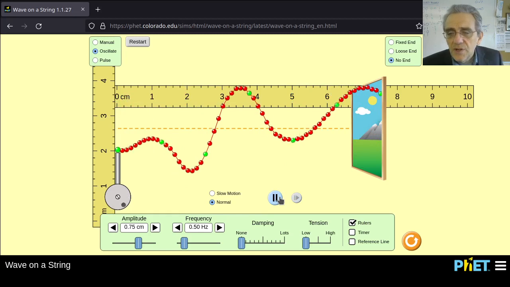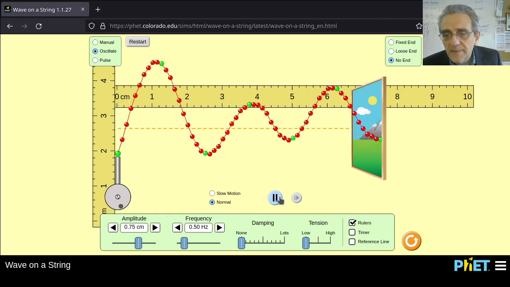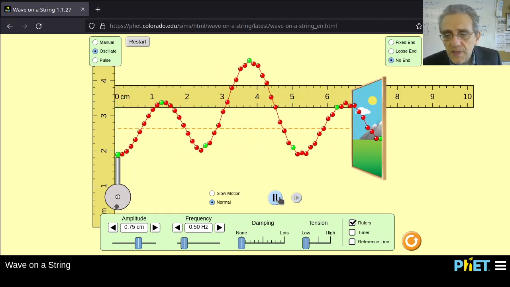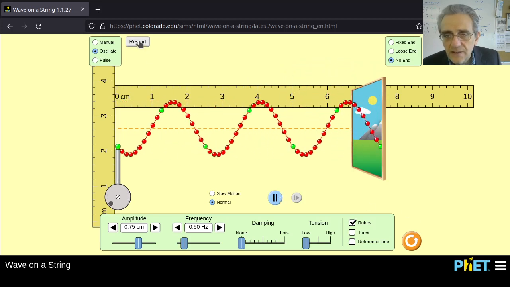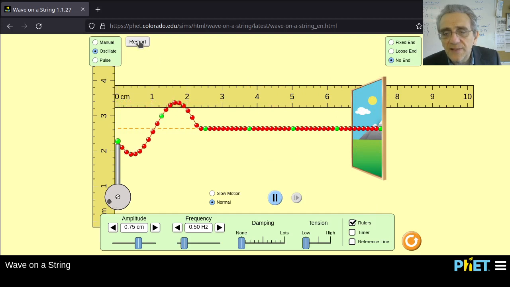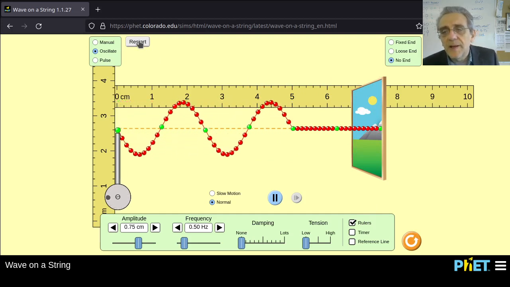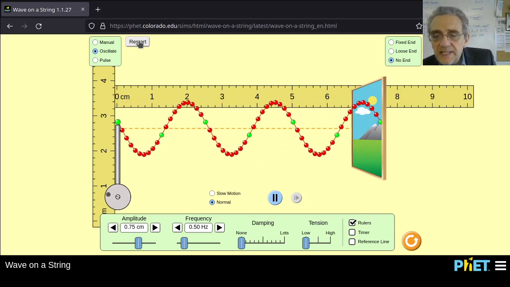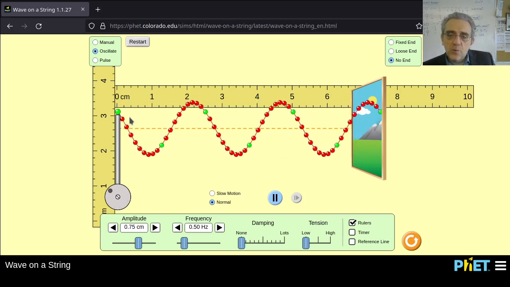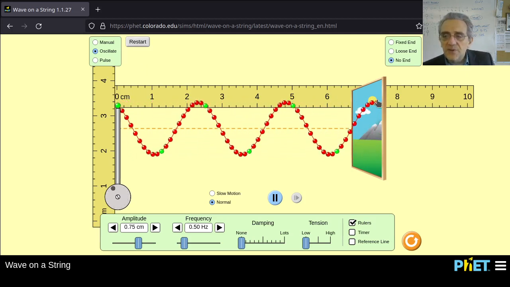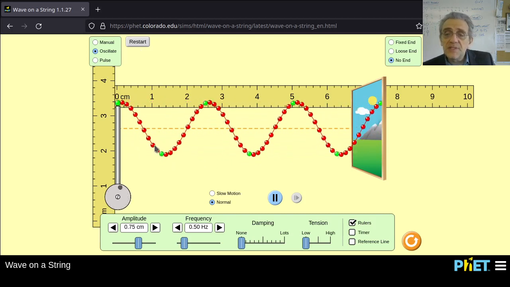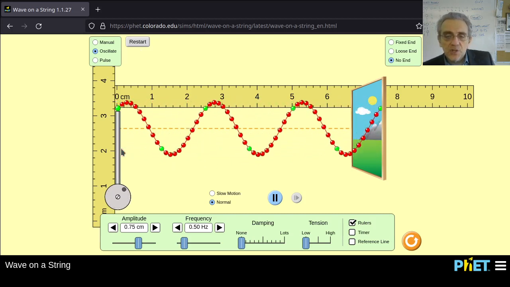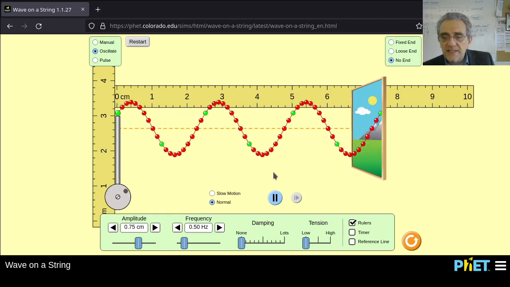Now, we have to wait a little bit before... we're not going to, let's just restart. There we go, that's what I wanted. Okay, so now you can see that we are sending waves off into infinity through the window. But importantly, you can see the green dots here. So let's actually freeze this for a moment.